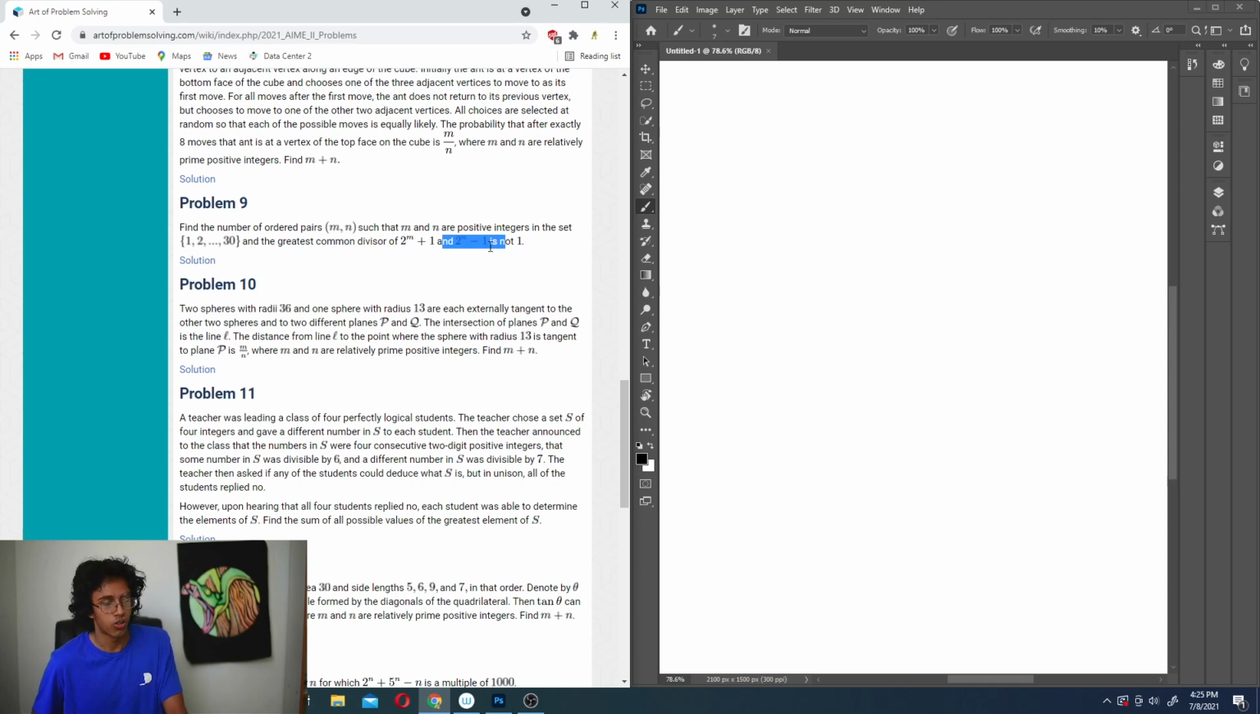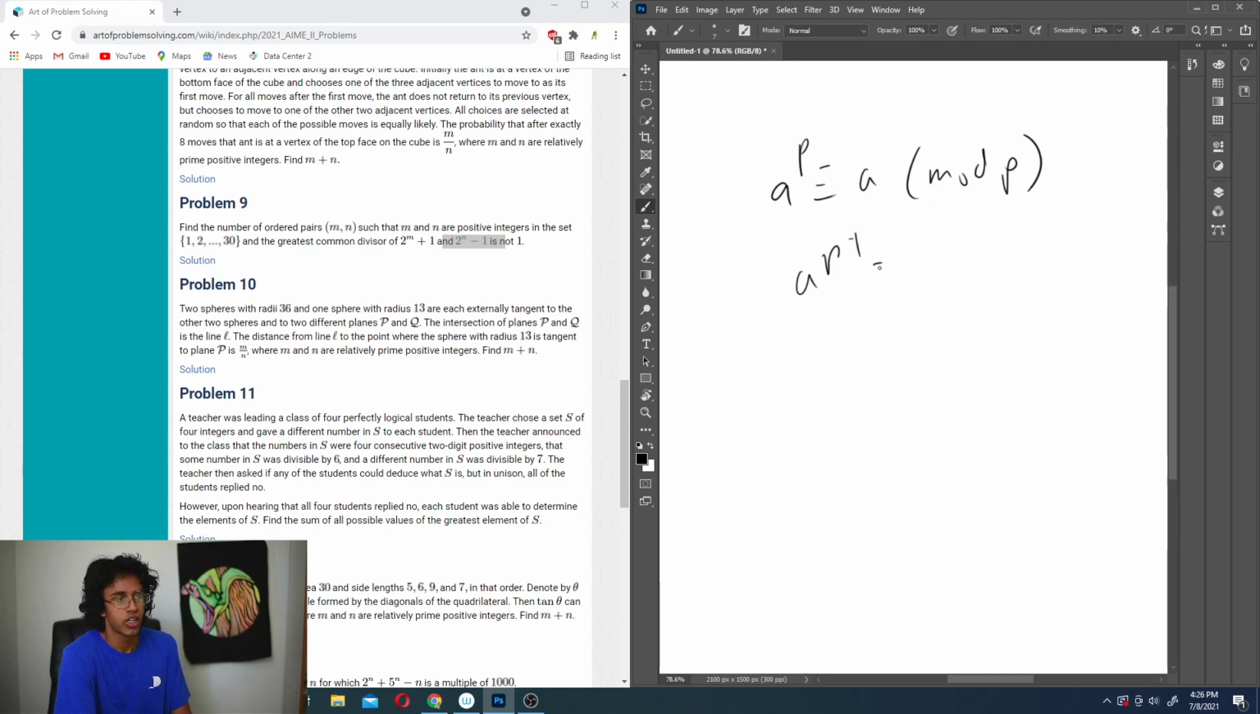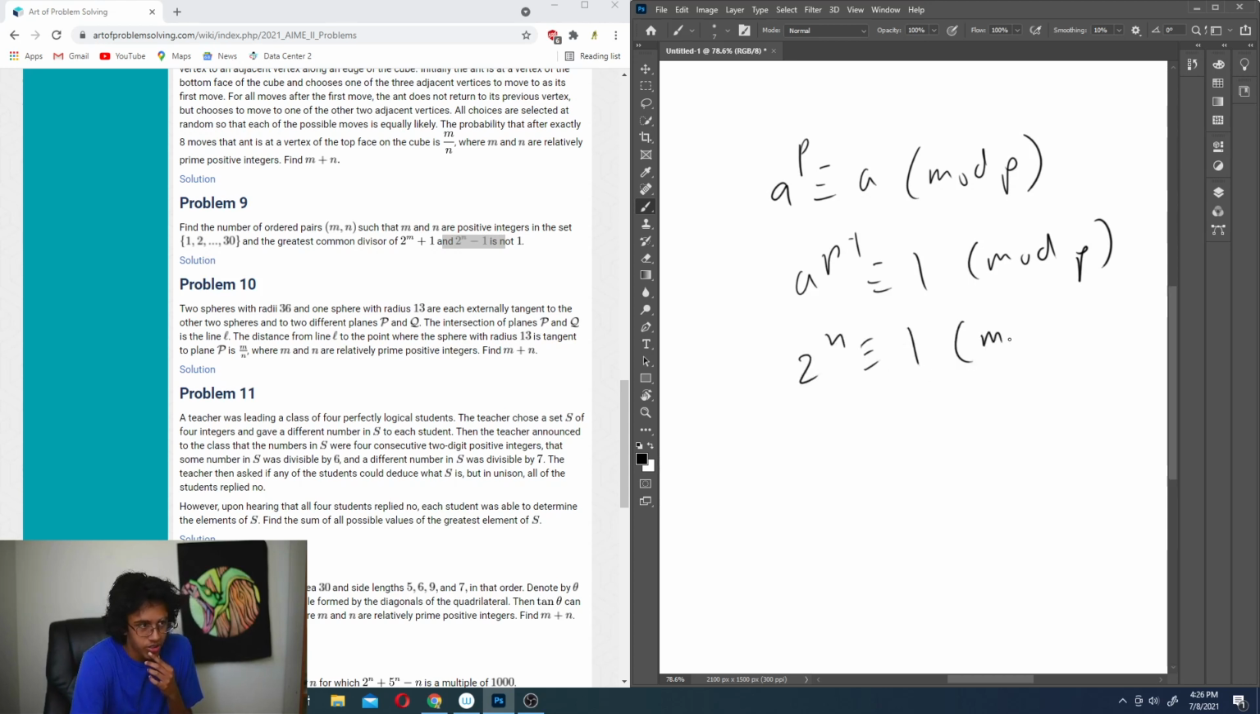Very nice. So, they could either be both divisible by 3, both divisible by 5, both divisible by 7, and so on and so forth. And this looks a lot like Fermat's little theorem. What Fermat's little theorem says is a to the p is congruent to a mod p, which basically means that a to the p minus 1 is congruent to 1 mod p, right? So essentially, we want 2 to the n to be congruent to 1 mod p, and we want 2 to the m to be congruent to negative 1 mod p. Okay, so that seems like a good start.